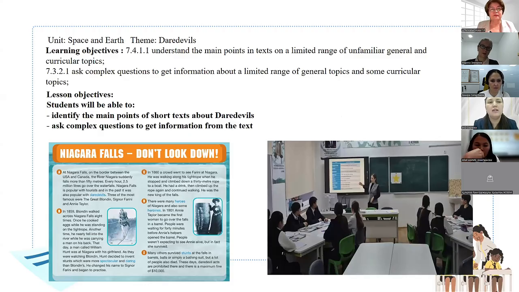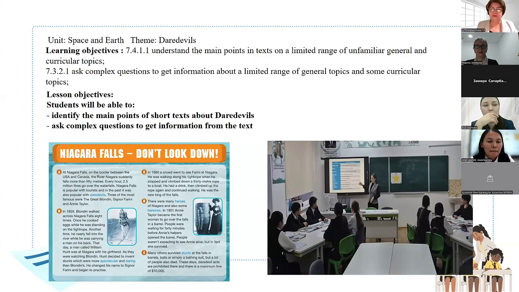This lesson is from the unit Space and Earth. The theme is Daredevils. The learning objectives are to help students understand the main points in a short text and to ask complex questions to get information. By the end of the lesson, students will be able to identify the main ideas of short texts about Daredevils. They will also learn how to ask more complex questions based on the text.